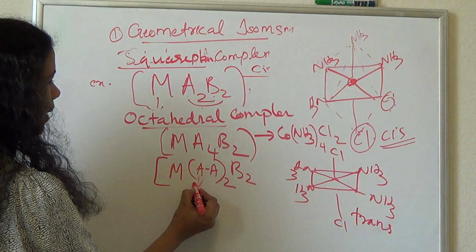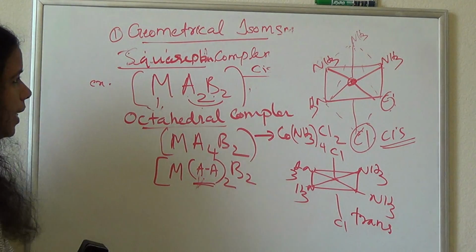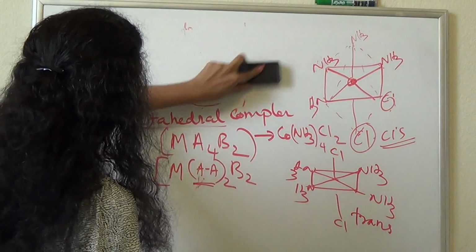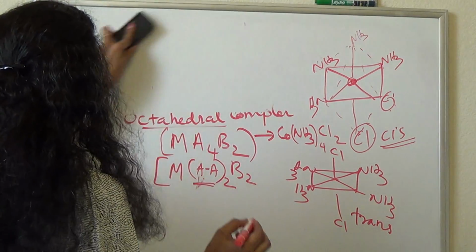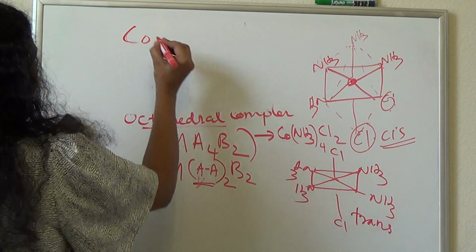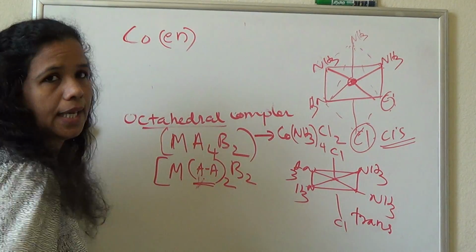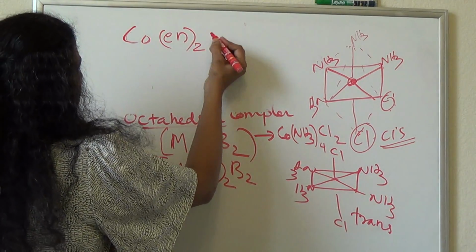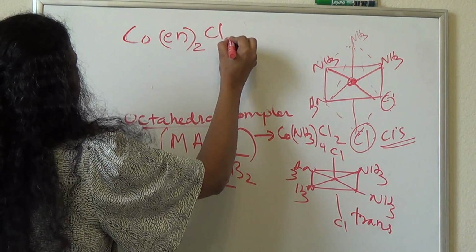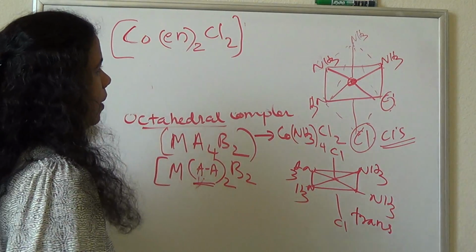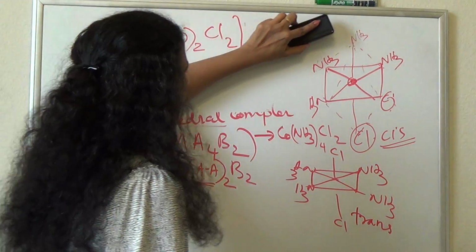Then we can write another example using a didentate ligand. Example, Co. Can you name one didentate ligand? Ethylenediamine. The short form is en. Co(en)2Cl2. So it is a didentate ligand.